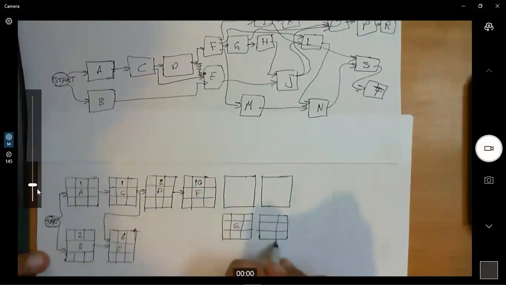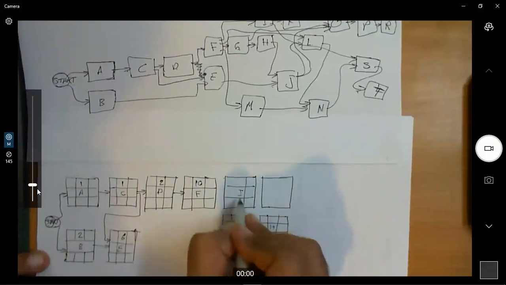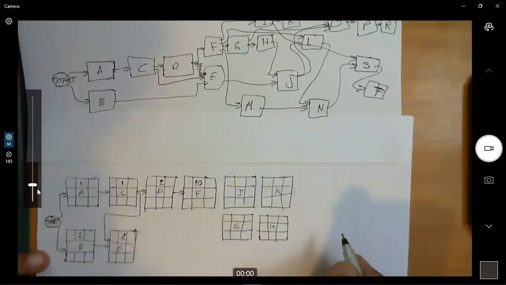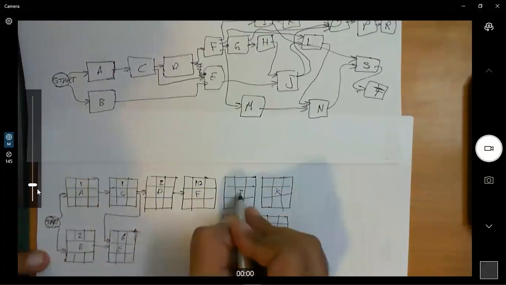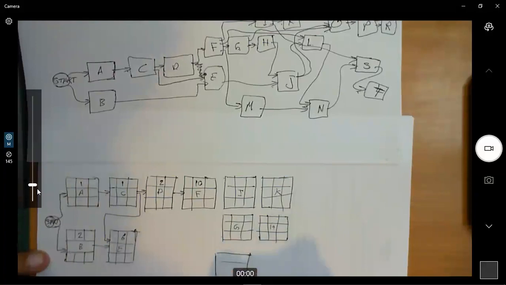This one is H. This one is I. This one is K. Okay. Then we have activity J. Okay, let's draw this one here.